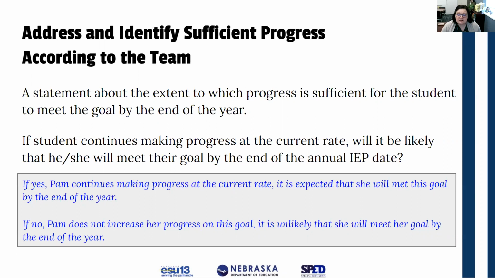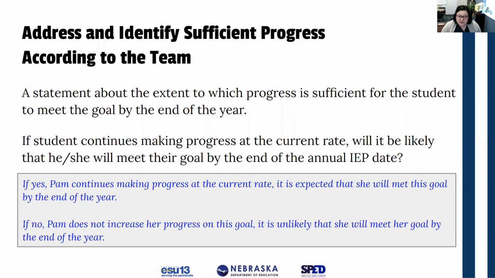So if the student continues making progress at the rate, they will meet their goal by the end of the IEP date. And remember how we go way back to that, we never know. We go off of instinct and we try to plan based on all the other data we have. So we never know that it's going to be impactful. So what I want to encourage you to do is to make sure that you put a statement in there, because then you check yourself that you are actually looking at that component.